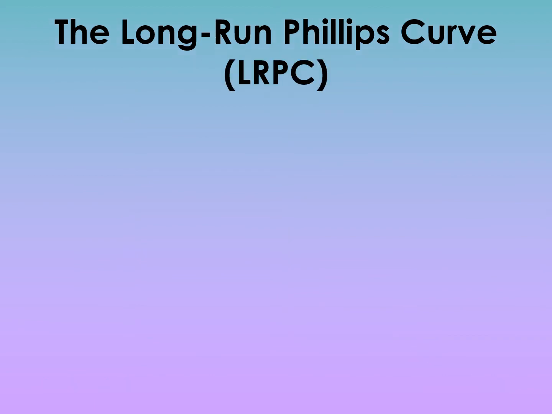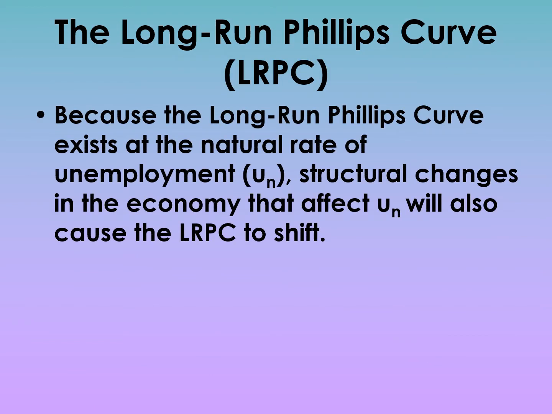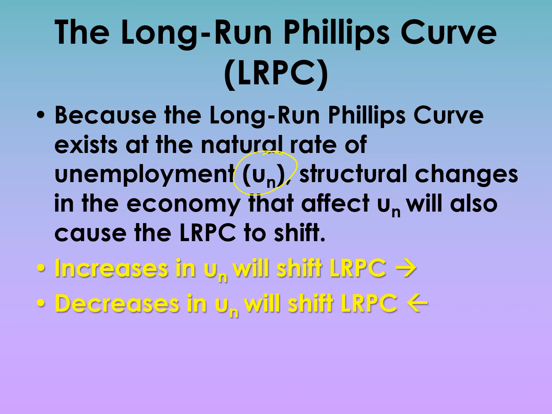So the long-run Phillips curve is basically just a line to mark the natural rate of unemployment, right? Because the long-run Phillips curve exists at that natural rate of unemployment, structural changes in the economy that affect unemployment would also cause that long-run Phillips curve to shift. In other words, the only way the long-run Phillips curve ever moves is if there's a change to the natural rate of unemployment. And on here, we're just going to identify the natural rate of unemployment as U with a little n right next to it, okay? So if there's ever an increase in the natural rate of unemployment, the long-run Phillips curve is going to shift to the right. A decrease in the natural rate of unemployment would shift the long-run Phillips curve to the left.